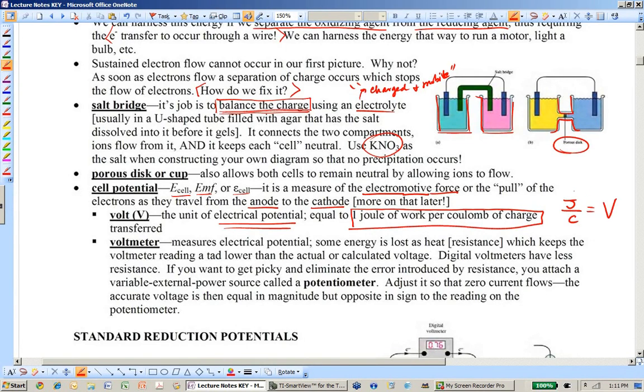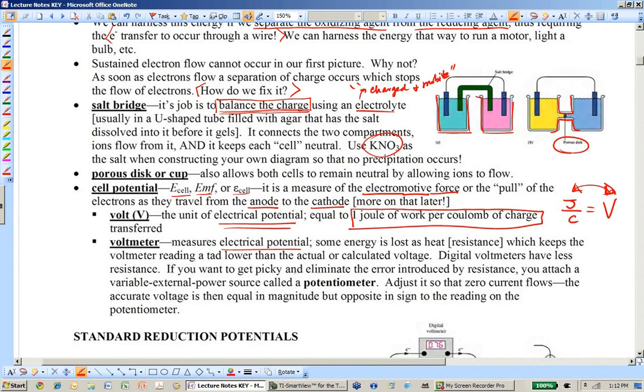And you can interchange these two symbols in your dimensional analysis until you're happy. A voltmeter, go figure, is a meter that measures voltage. So it measures electric potential. Of course, there's going to be some energy lost as heat. You may have had a physical science course, or you may be in physics, and you may have heard about resistors. So anytime we move electrons, we meet with resistance in that motion, and that usually is lost as heat due to friction. And so that keeps a voltmeter reading just a tad lower than the actual or calculated voltage.